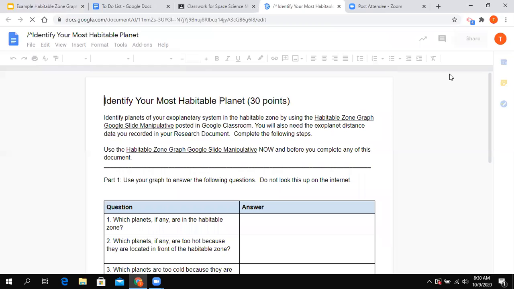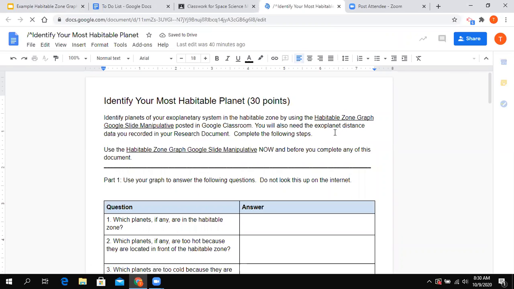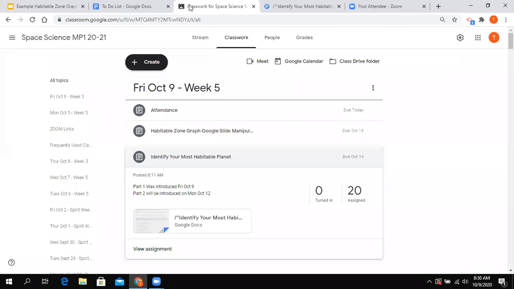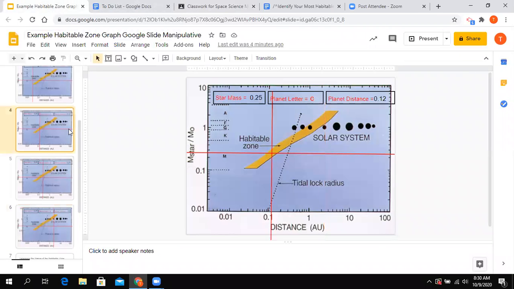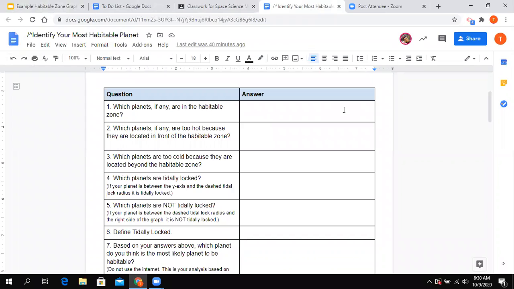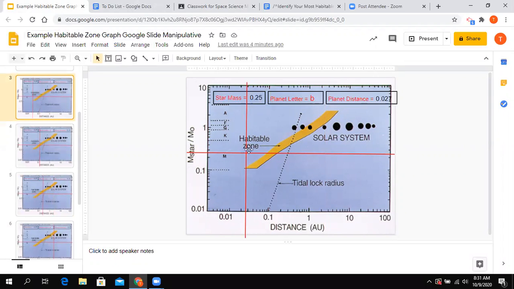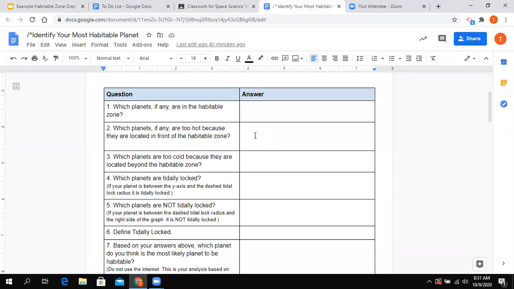And you're going to use that information to complete part one of this activity. So which planets, if any, are in the habitable zone? I'm going to add my planet C right there. Planet C. That's all I'm going to write there. Which planets, if any, are too hot because they are located in front of the habitable zone? So for my system, it's this one, planet B. So that's what I'm going to write there, planet B.